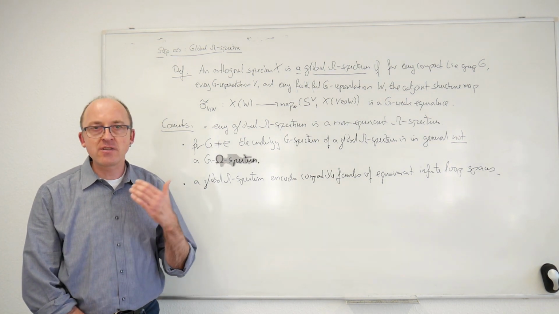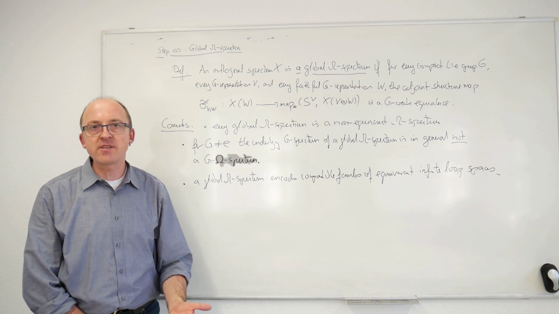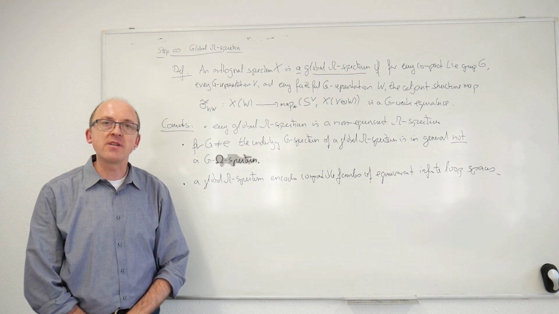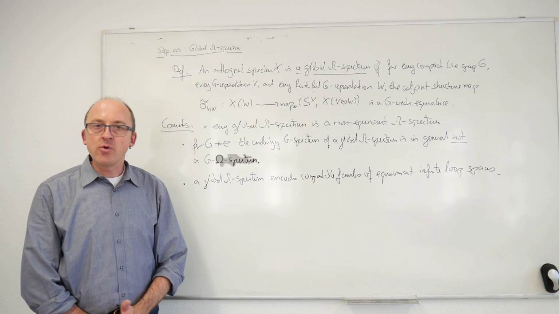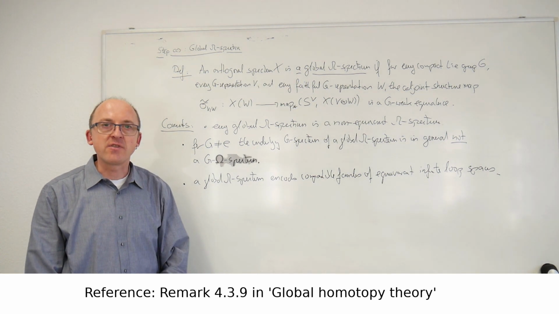And moreover, you would have this structure for every compact Lie group. And the fact that they all arise from a single orthogonal spectrum has all sorts of compatibilities implicitly built into the theorem. I don't want to go into more detail, but just give you a reference where I'm more precise about this.